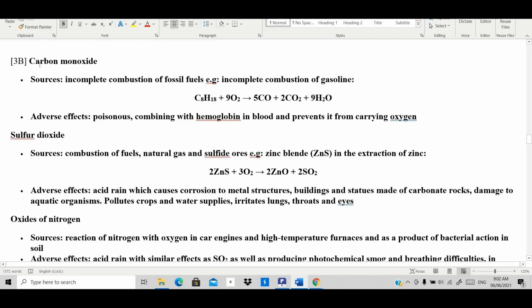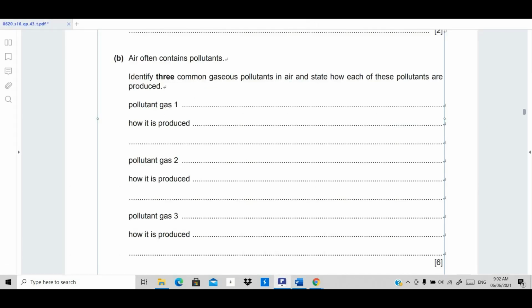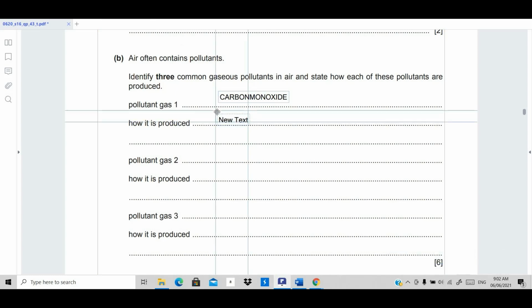So firstly, I'll say carbon monoxide, and the source is the incomplete combustion of fossil fuels. No need to mention the example because they haven't asked for that. Now, what I will do here, I'll just write it here. So answer for this question, pollutant gas 1, carbon monoxide. Carbon monoxide, and how is it produced? Incomplete combustion of fossil fuels.